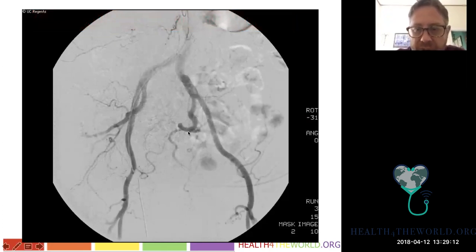Now we're doing the other contralateral obliquity. So this is going to be an RAO to look at the left internal iliac and left external iliac. Remember I said before that the external iliac doesn't have many branches, and it's true. Here it is. See, there's no branches here until you get down here.